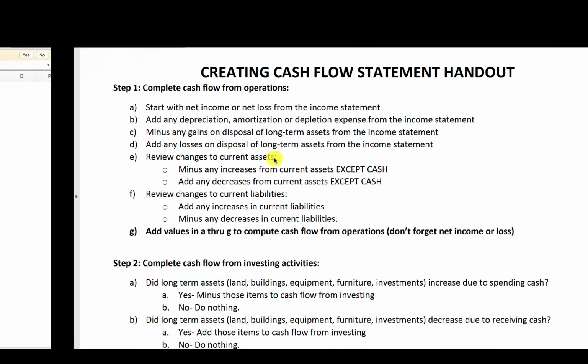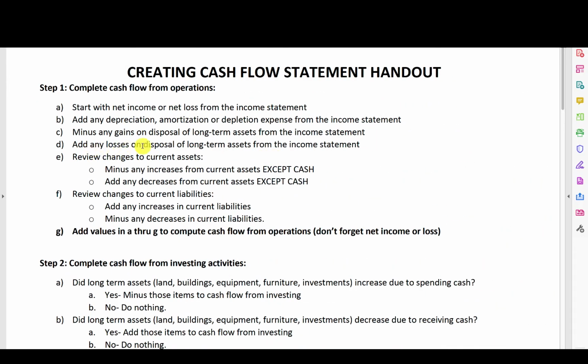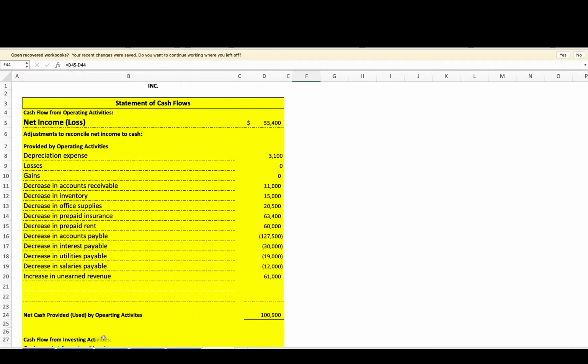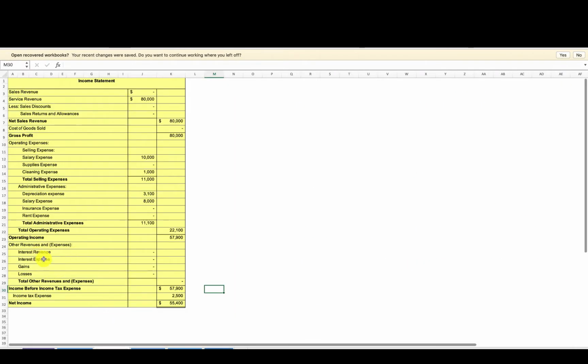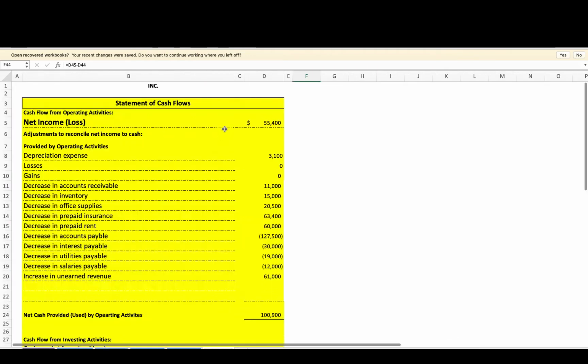All right. The next step is it says look for any losses and look for any gains. If you have gains, that's a negative. If you have losses, that's a positive. Well, if we look on the income statement, here is the losses and gains section. There is nothing. No gains, no losses. So on the cash flow statement, that's blank.